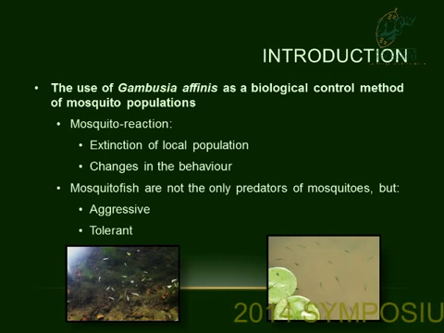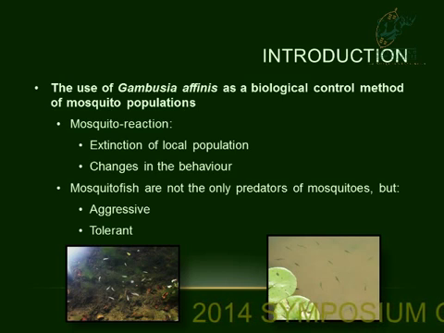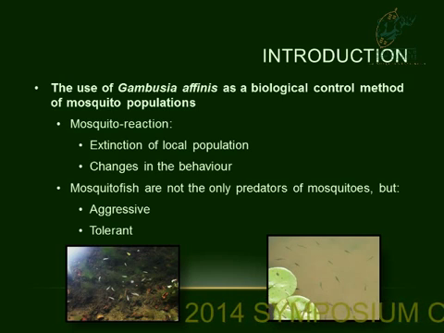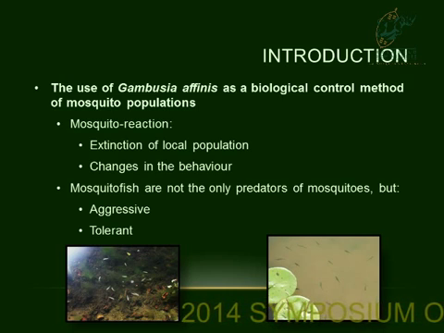Now, the use of Gambusia affinis as a biological control method may have adverse impacts on the mosquito population. For example, mosquito populations may become extinct locally due to them not being able to detect the predator and thus being preyed upon until the point of extinction. Or they may be able to detect the predator, such as the Gambusia affinis, and change their behavior and thus choose different oviposition sites.